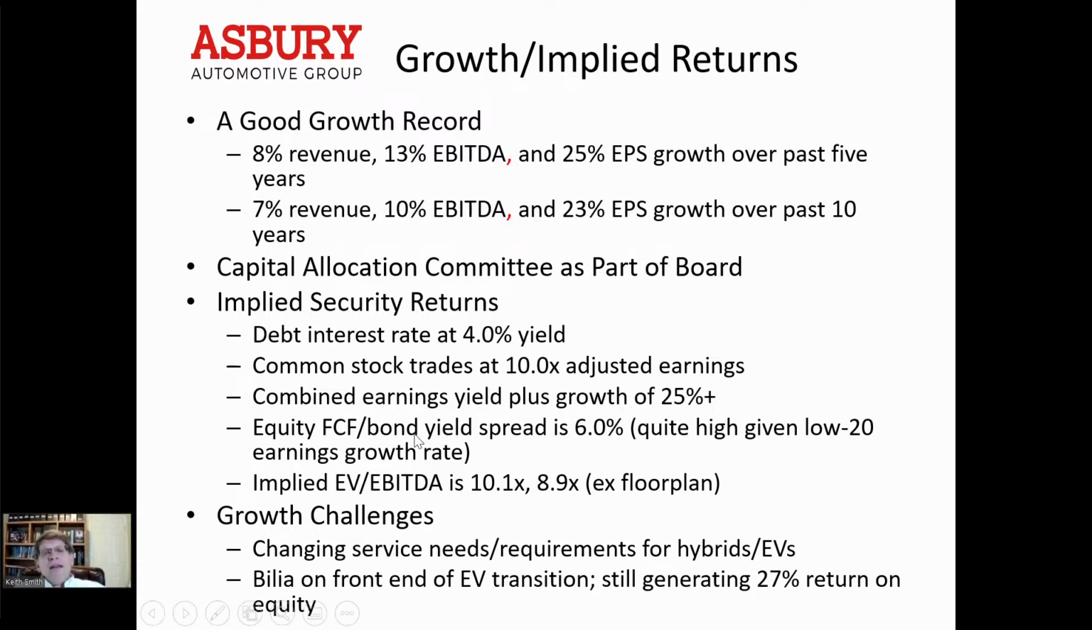And so the implied EV to EBITDA, looking at this ex floor plan or not, is roughly around 10. I mean, that seems to be a typical amount, but for this kind of growth company, typically those numbers would be bigger. And so some of the challenges we had mentioned, sort of the service needs for EV and hybrids, but then I mentioned Bilia, which is one that you can constantly look at and say, okay, well, what's happening with Bilia? Because in Scandinavia, there are many more EVs on the road, and what they've actually found is the ROEs have still maintained where they are despite what's happened with that.